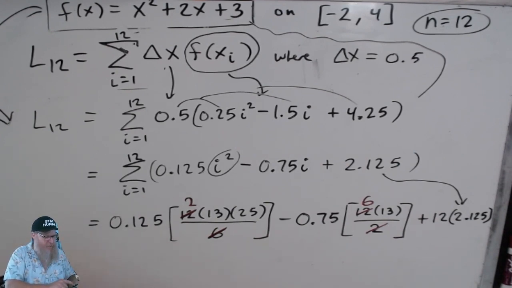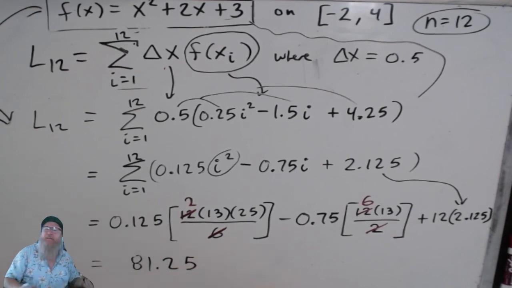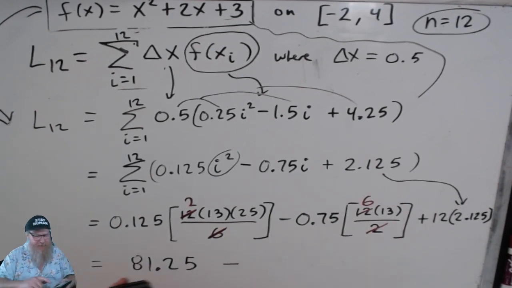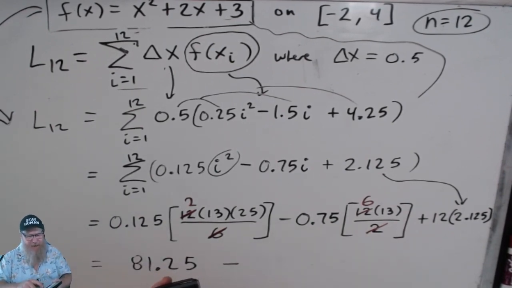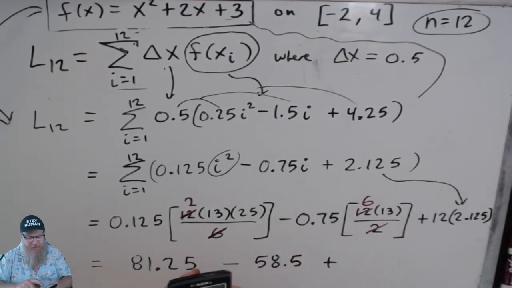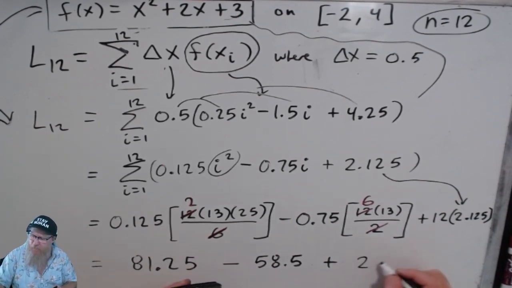So I've got 0.125 times 2 times 13 times 25. So this one is 81.25. Hey, that's the same number it was last time. Yeah. It's these last two terms that change. So let's do the next one. 0.75 times 6 times 13, 58.5. And then the last term, 12 times 2.125 is 25.5.